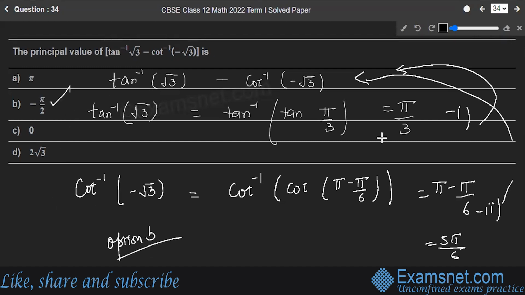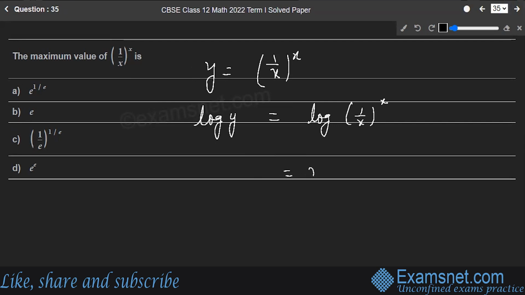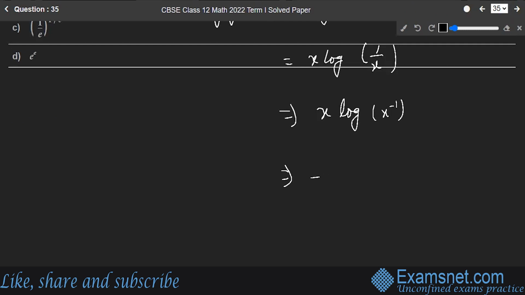Hope you got that. Let's move to the next question, number 35. The maximum value of (1/x)^x is, let's say y is equal to (1/x)^x. Taking log on both sides, you will have log y is equal to log of (1/x)^x, or you can write it as log of x raised to power minus 1, which will become minus x log x, that was equal to your log y.